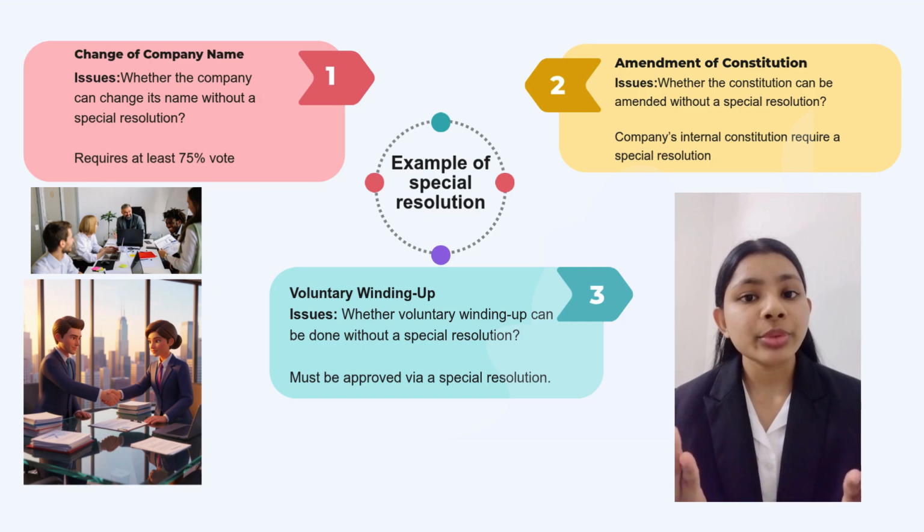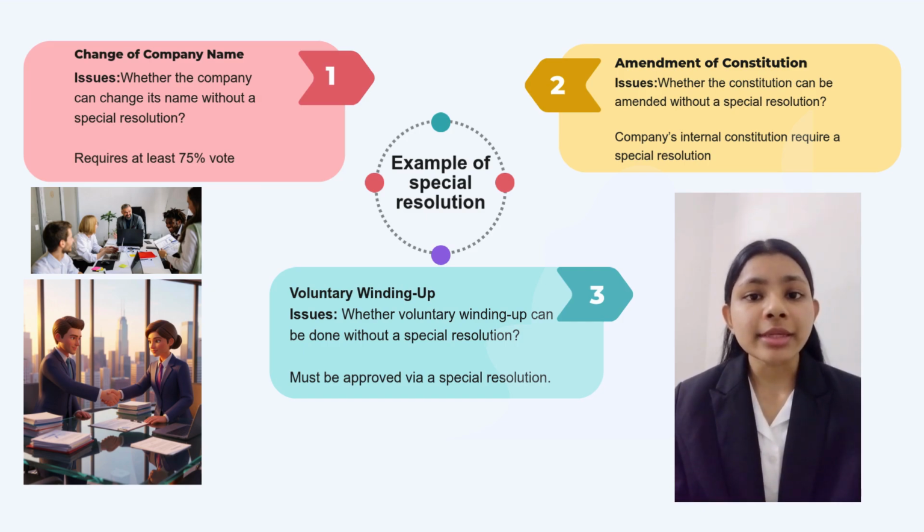The last one would be voluntary winding up. When a company decides to voluntarily cease operation and go into liquidation, it must be approved via a special resolution. The issue is whether voluntary winding up can be done without a special resolution. The answer would be no, it must be passed by a special resolution.